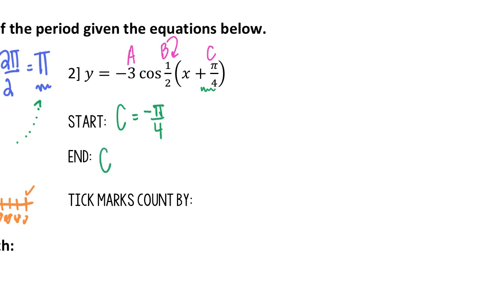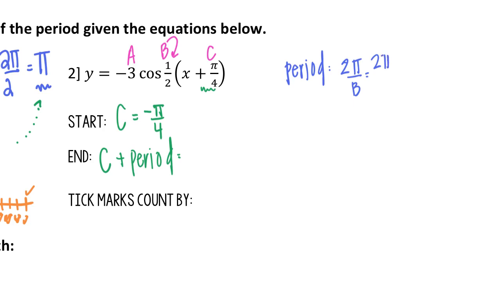To find the end, you take the phase shift, the starting point, and add the period, the length of time it takes to complete a full cycle. Go off to the side and find the period. B in this case is 1/2. 2 pi divided by 1/2. You can either do that in your calculator or you can do it by hand. When you divide, we're actually multiplying by the reciprocal. So we have 2 pi times, flip your bottom fraction over. We get 4 pi.